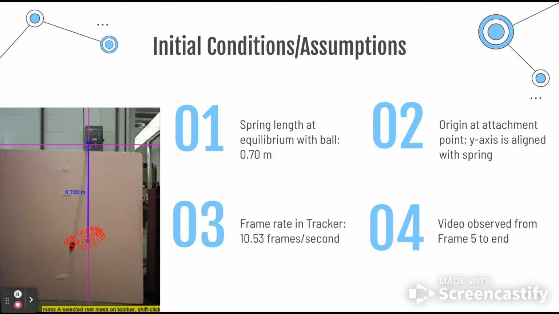Initial conditions, the spring length at equilibrium with the ball is 0.7 meters. The origin is at the attachment point. The y-axis is aligned with the spring. The frame rate in Tracker is 10.53 frames per second, and the video is observed from frame 5 to the end.